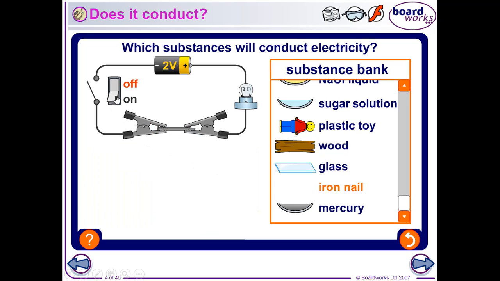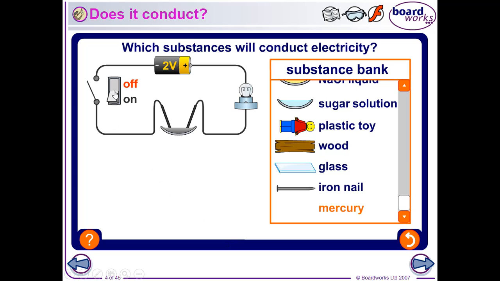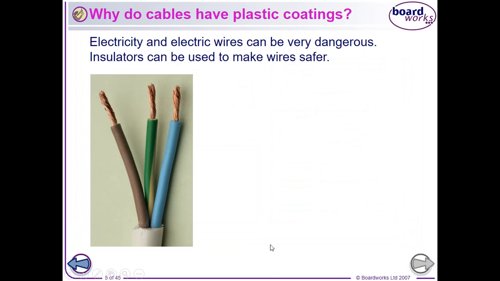An iron nail, of course, does because it's a metal, so it has free electrons. And mercury, which is liquid, does conduct because it's a liquid metal. So in the liquid metal, there are charge carriers to carry a charge. So there's a table in your Google Doc to complete that.